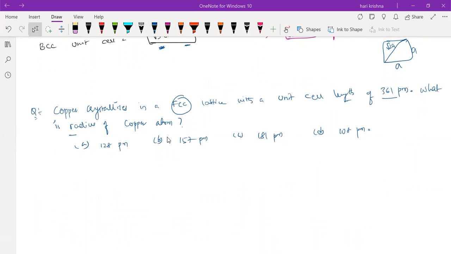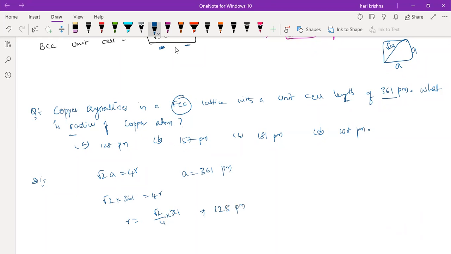Got the answer, Jafar? So, simple one, this is a direct formula. Root 2a is equal to 4r, where a is equal to 361 picometers. So root 2 into 361 is equal to 4 times r. So r is equal to root 2 by 4 into 361.